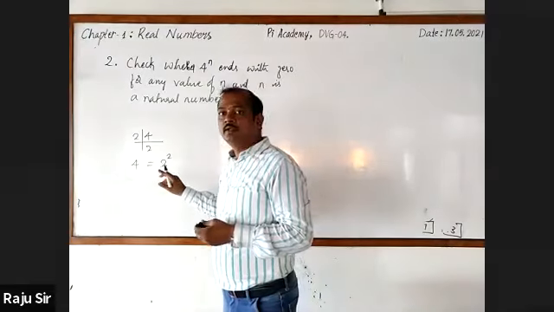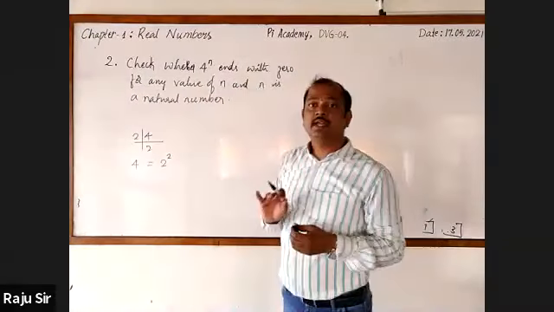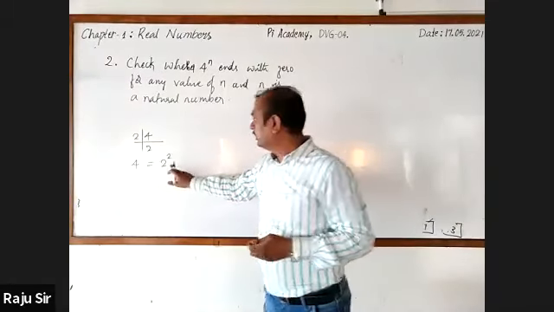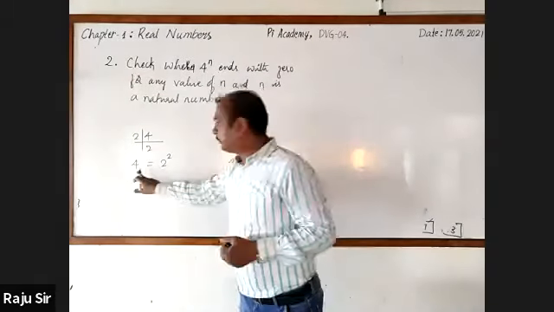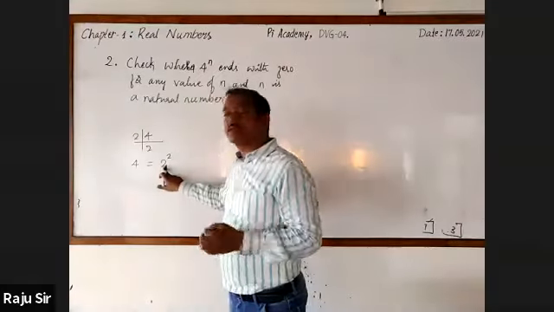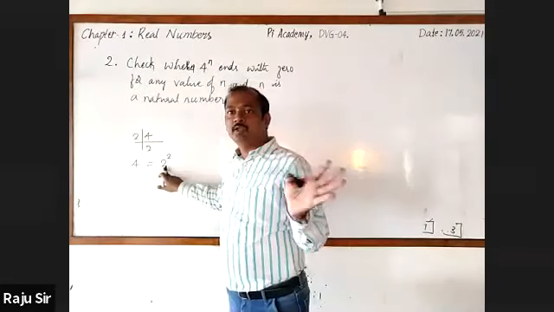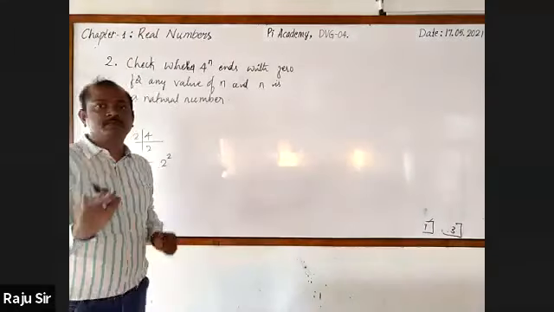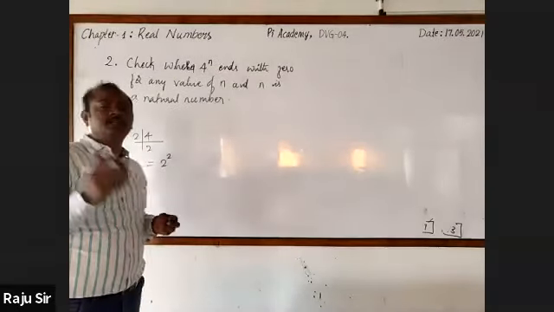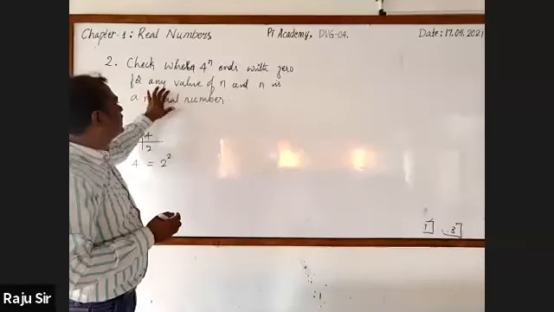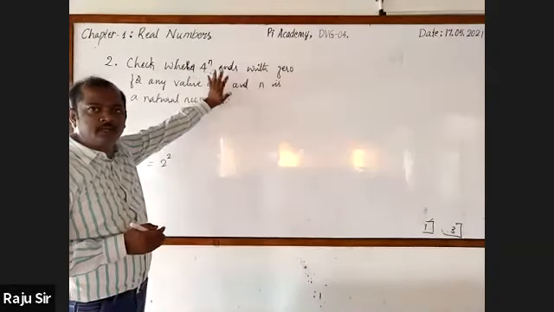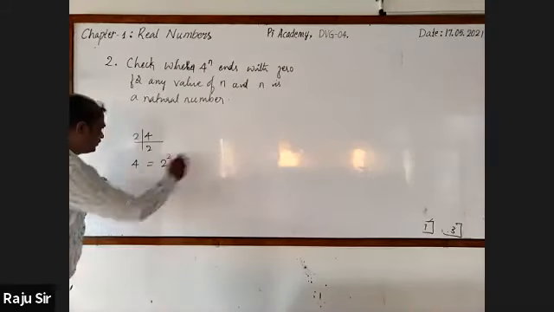The reason is it doesn't have the factor 5. Because the prime factorization of 4 consists of only 2. There is no factor 5. Hence, it does not satisfy FTA. If it does not satisfy FTA, you can say that it does not end with 0. Clear? Right.